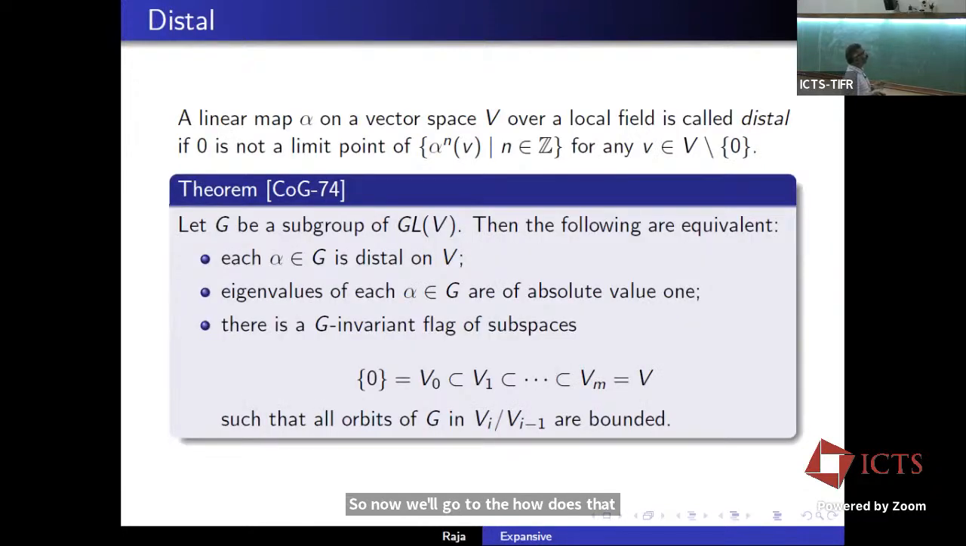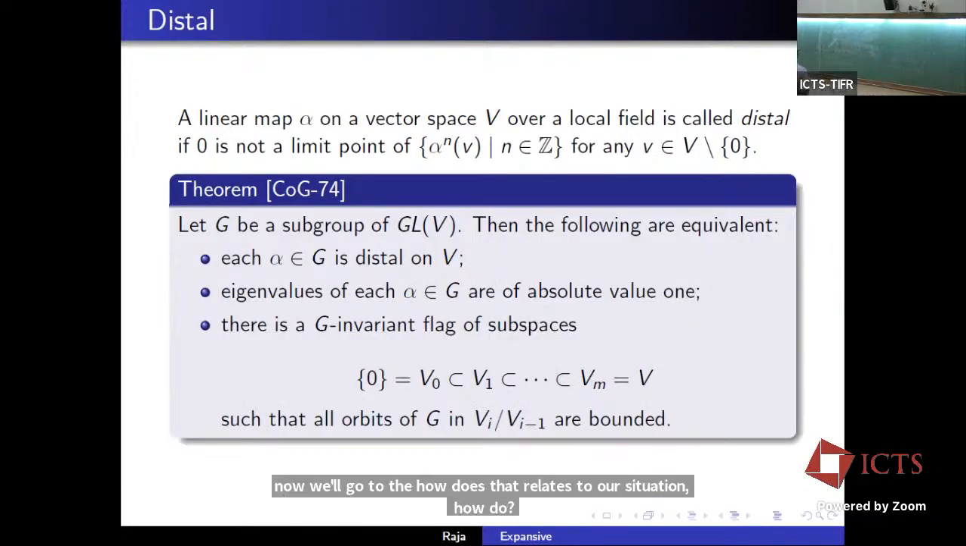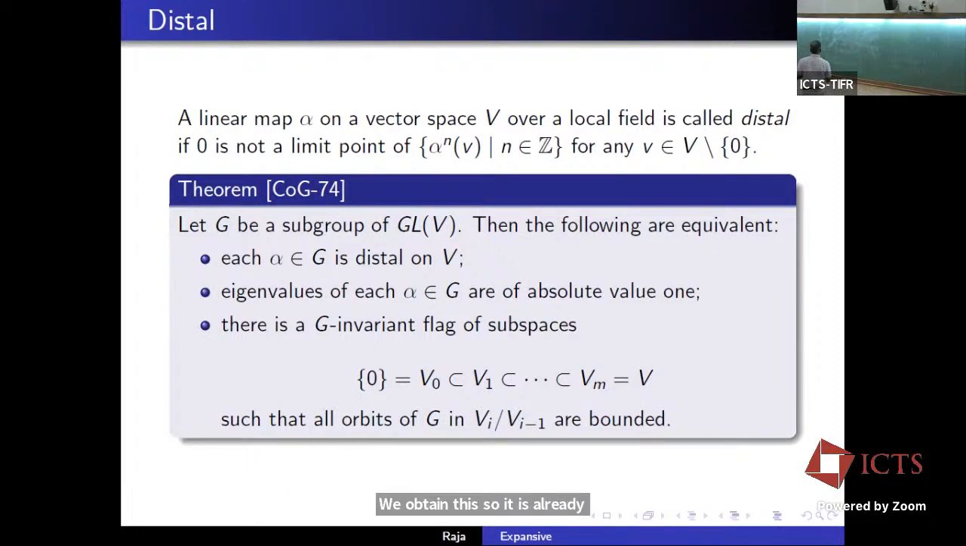Now how does that relate to our situation? How do we obtain this? It is already known to us that fixing a compact open subgroup is related to a particular kind of transformation in dynamical systems called a distal transformation. They have some relation to that. I have already studied these things much before, so we will recall those notions. We'll restrict our attention to only linear actions, meaning when a linear map is distal.